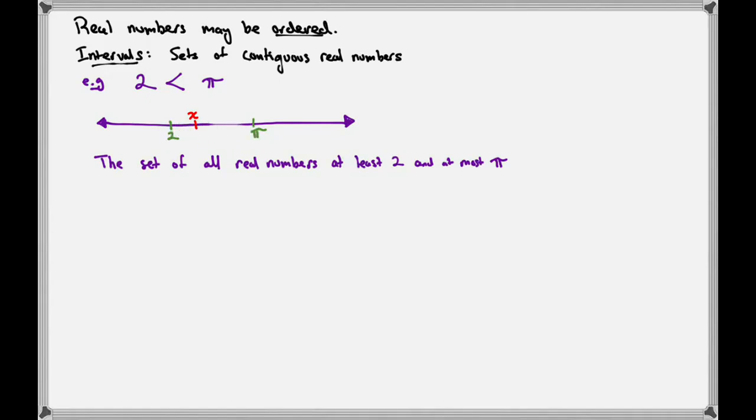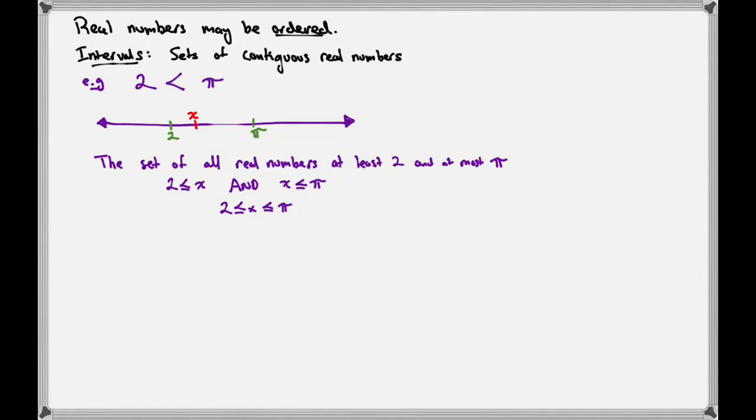I can write those x in terms of inequalities. I can say that 2 is less than or equal to x. That captures the at least 2 part of the sentence. And I also require that x is less than or equal to pi. That captures the at most pi portion. We can write a pair of inequalities like this as a compound inequality. All at once, we can say that 2 is less than or equal to x, and x is less than or equal to pi, and we just combine that into one compound inequality.